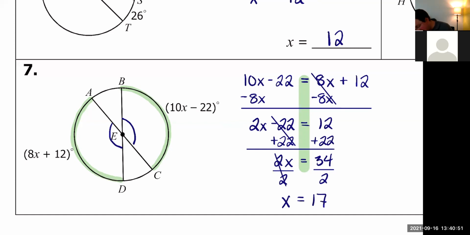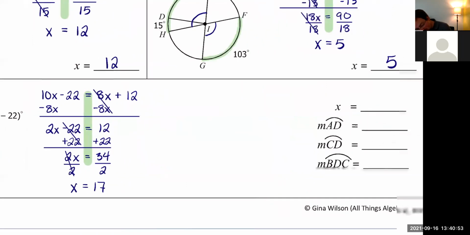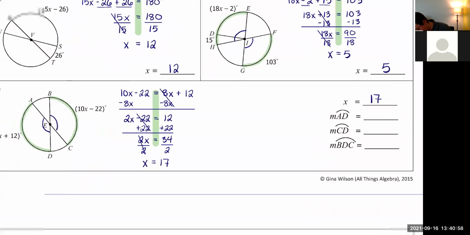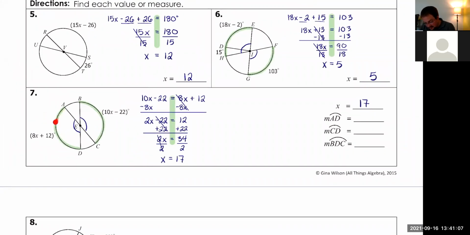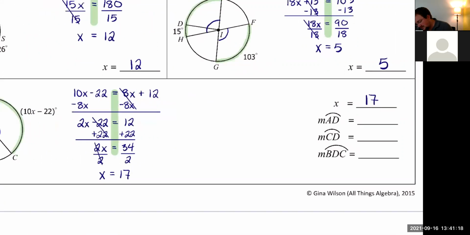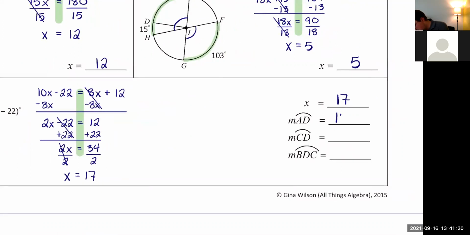Now, that is one of the values that it was asking for, so I'm going to go ahead and write that over here on my answer line. But now it wants measures of those arcs. Well, if I start plugging in those values, AD is just the 8x plus 12. So if I drop 17 in for x, multiply 17 by 8, add 12 to that result, I believe I get 148. Yep. 148 degrees for that.